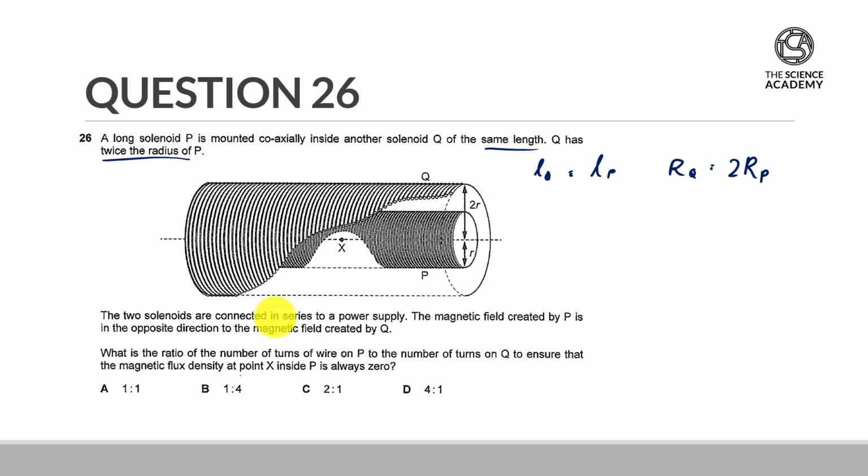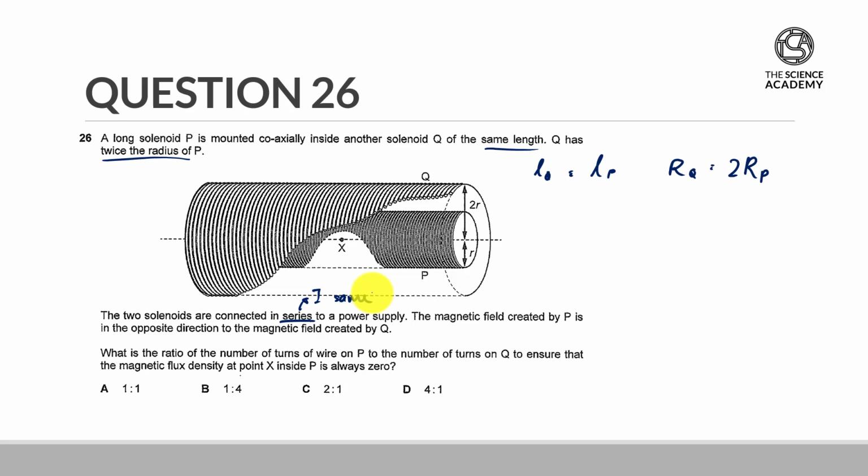The two solenoids are connected in series to a power supply. And because they are connected in series, this immediately means that the current is the same. The magnetic field created by P is in the opposite direction to the magnetic field created by Q.